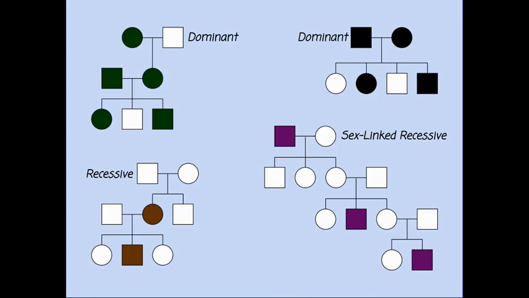Now, if you choose a type of inheritance, but then you're doing the genotypes and they don't seem to work out, you may have initially guessed it incorrectly and you might want to try it a different way. But hopefully, this will give you some clues so you don't have to do the genotypes 3 different ways for every single pedigree that you end up working on.